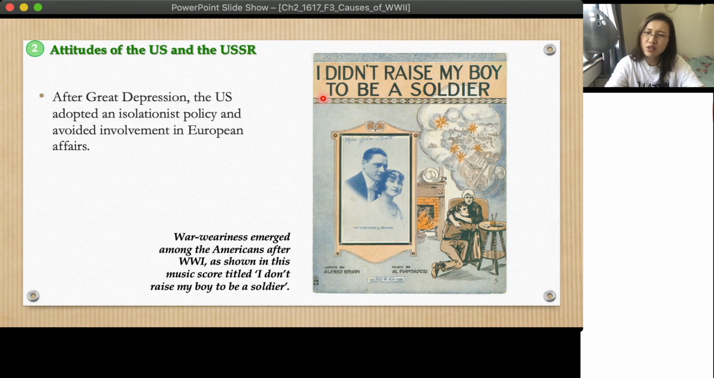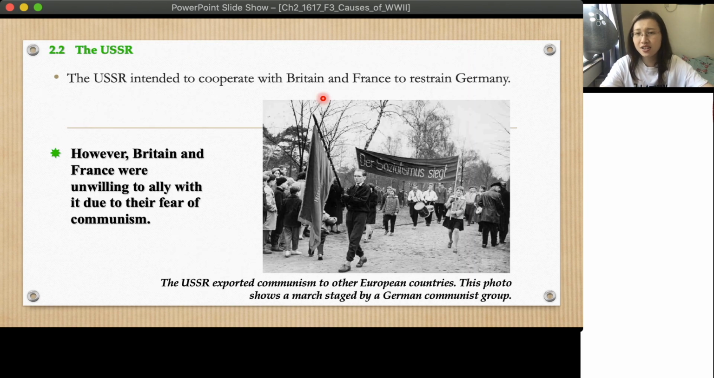Then how about the USSR? It can be very tricky at that time. If you were Stalin, would you support Hitler or would you support the European countries? You have to know that you're the neighboring country of Germany, right? So actually, at the start, the USSR intended to cooperate with Britain and France to restrain Germany.